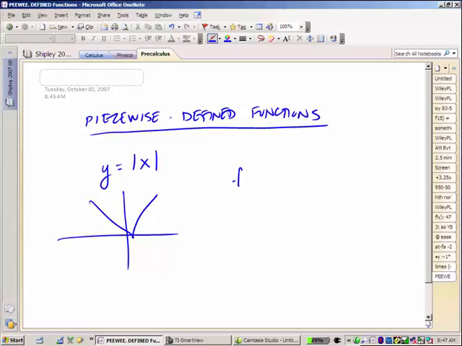Watch carefully. Watch as the magic unfolds. Sometimes we call this bracket notation. Can you see why we might call it bracket notation? Okay.